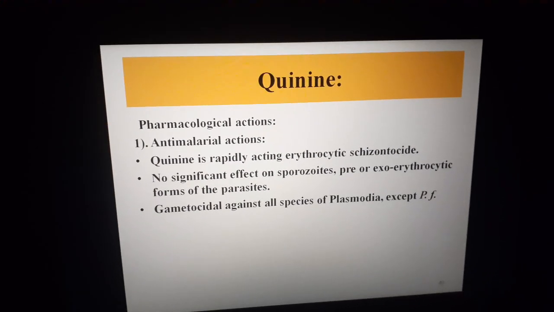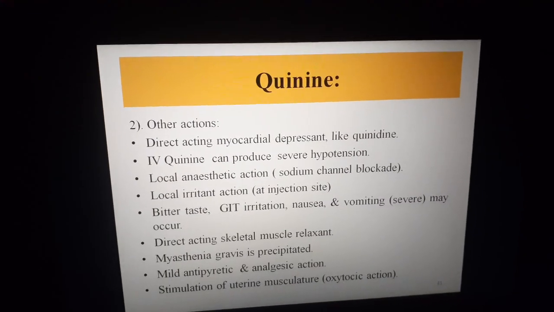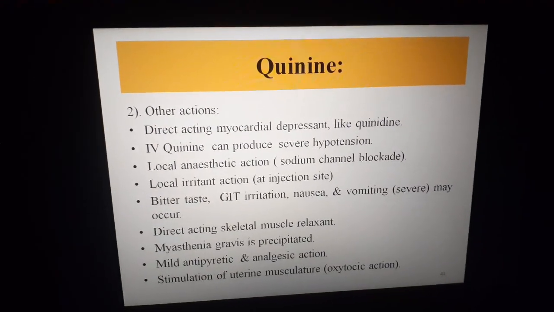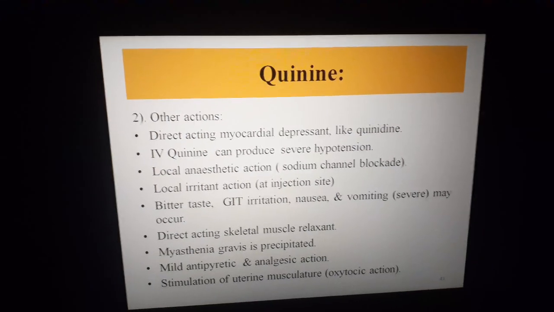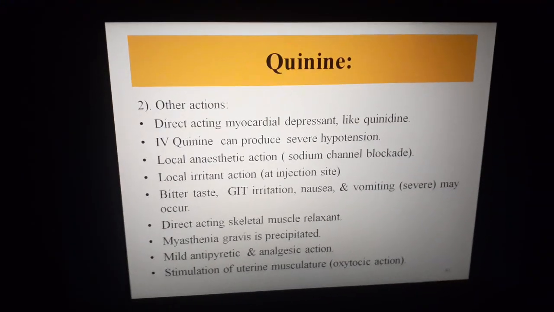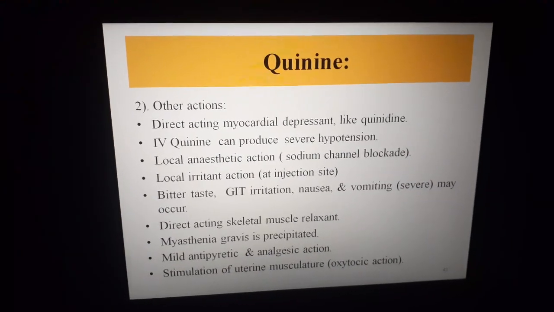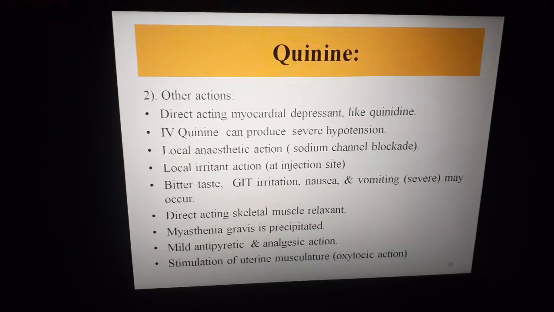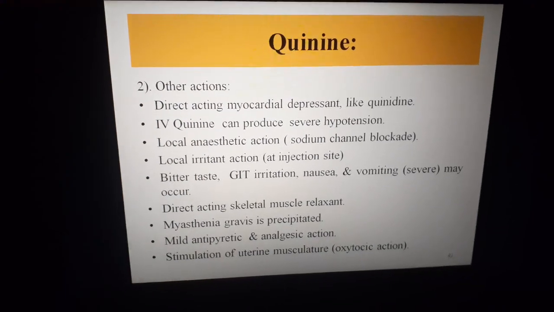It is gametocidal against all species of Plasmodia except Plasmodium falciparum. Other actions of quinine include direct myocardial depressant action. IV quinine can cause severe hypotension, local anesthetic action because of sodium channel blockade, local irritant action at injection site. Bitter in taste, can cause severe nausea and vomiting. Directly acting skeletal muscle relaxant. Myasthenia gravis is precipitated. Mild antipyretic and analgesic action, and some oxytocic action.